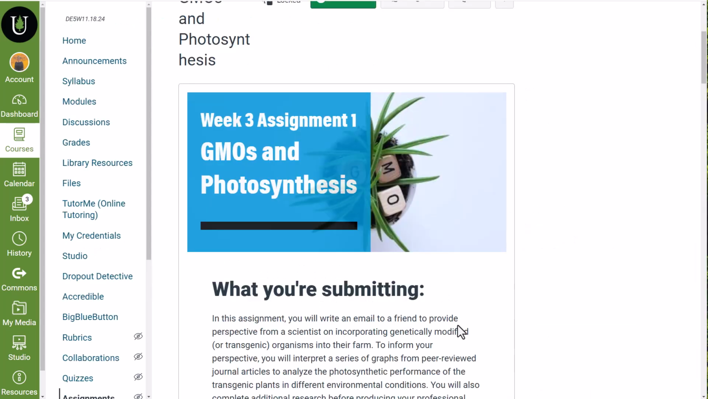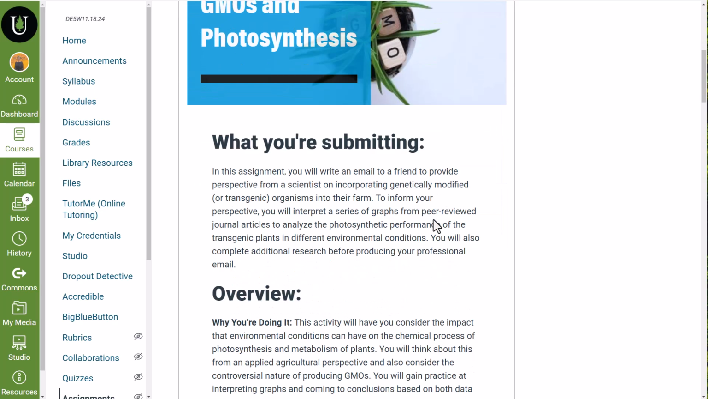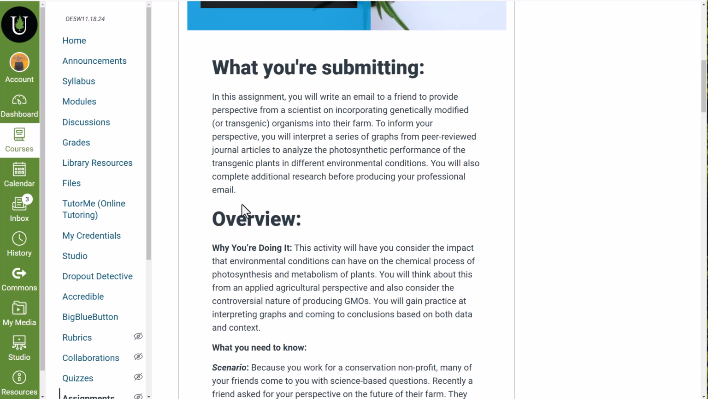The next activity you'll do in week 3 is assignment 1, where you're looking at GMOs and photosynthesis. So you have some background here. What you're doing is looking at genetically modified organisms and trying to interpret some data from these GMOs. You're sort of role playing where you have a friend who is trying to grow crops. They have a farm and they've noticed some issues in productivity. And so you're trying to give them some information about GMOs so that they can decide whether or not GMOs might be a way to go to help the issue they're having with crop productivity.